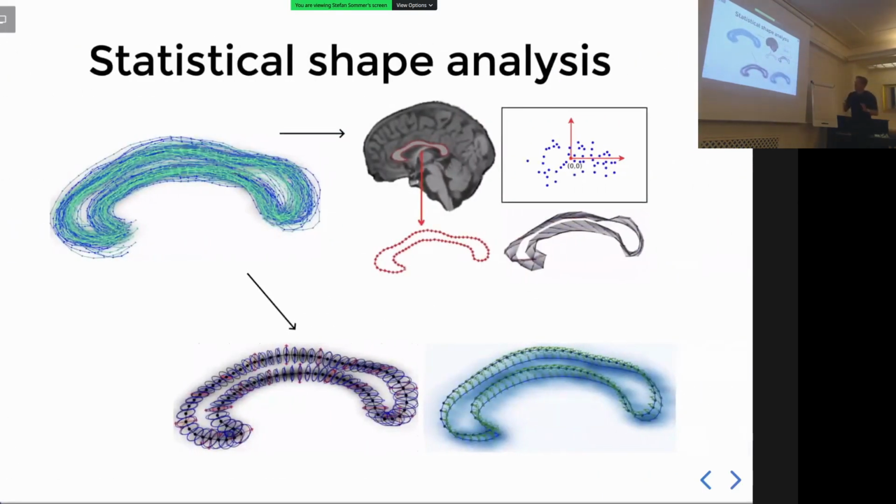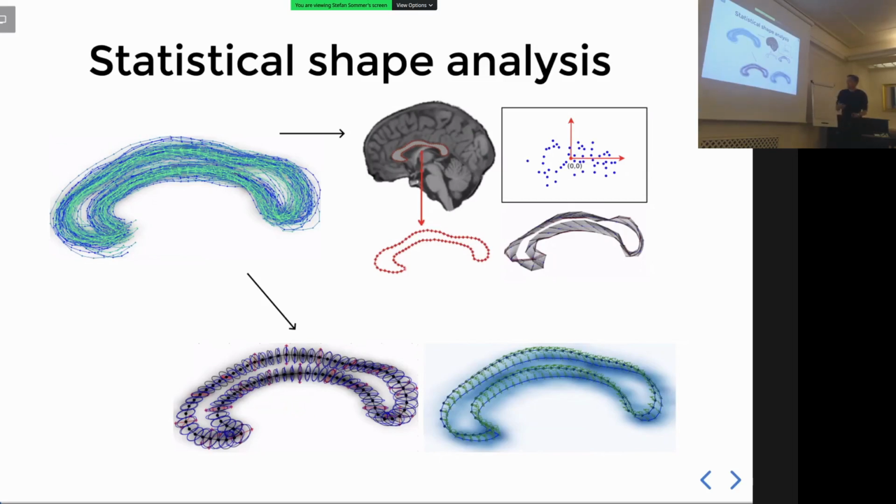Okay, so let me start with the shape analysis point of view. As I said, we have shape data, and that means each observation is one shape. They can, for example, be represented in a discrete way by landmarks, and then you get a data set like this, which is a number of observations of the human corpus callosum taken from MR images, but represented by the outline with these curves here.